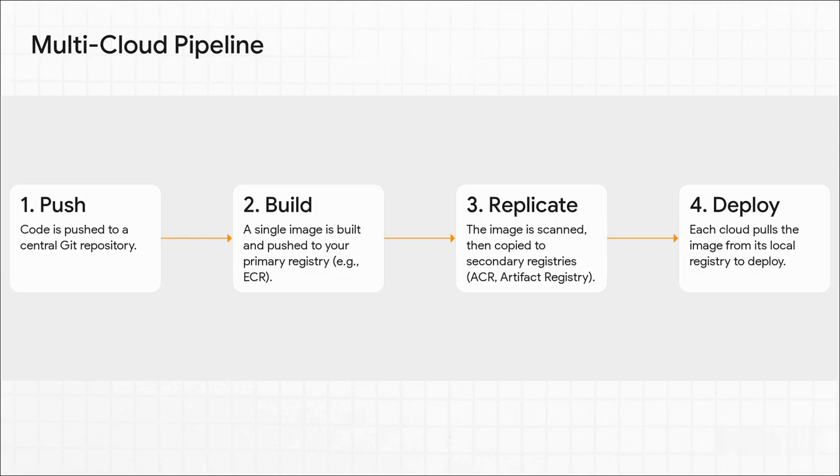And then the grand finale, step 4, your deployment system gives the green light to all your Kubernetes clusters. And here's the beautiful part. Each cluster just pulls the image from its own backyard, its own local registry. No more slow, expensive cross-continent data transfers. Just fast, secure, and resilient deployments everywhere.